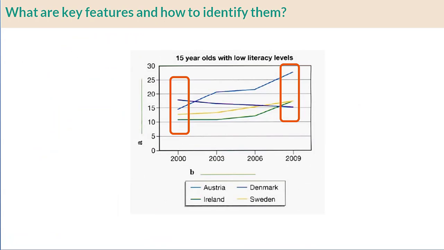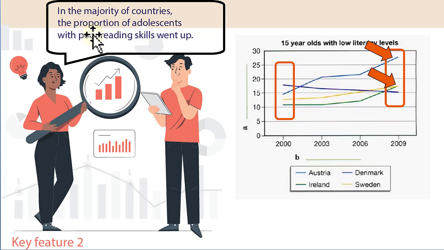So now let's move on to the next key feature. We have mentioned that Denmark was the only country where the number of students with low literacy levels decreased. In other words, there was some improvement in the literacy level of teenagers in Denmark. All other countries, however, saw a rise in low literacy rates, and the number of students who struggled with reading and writing increased. So this is our second key feature.